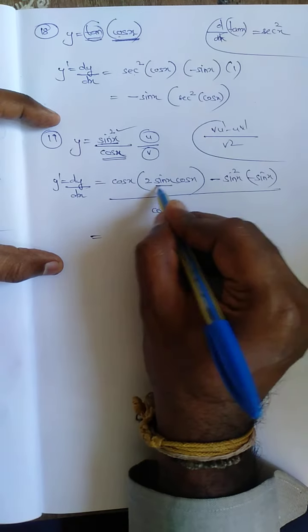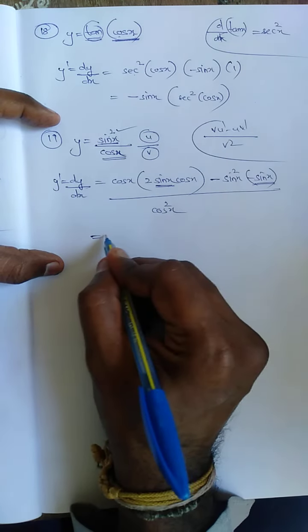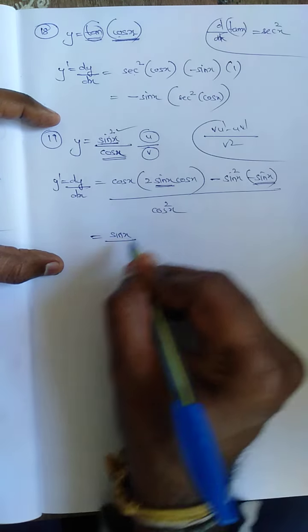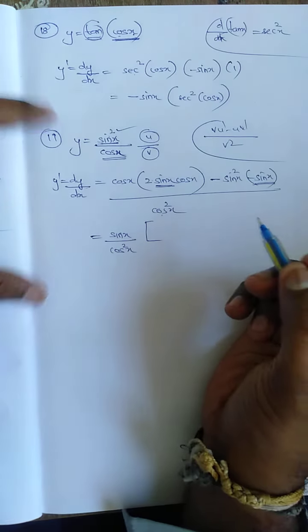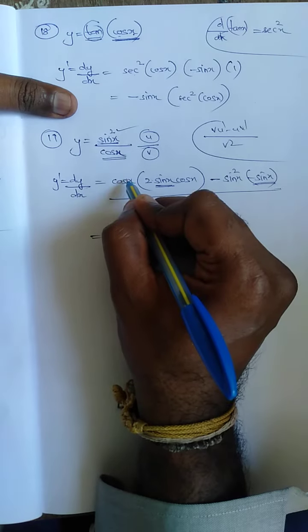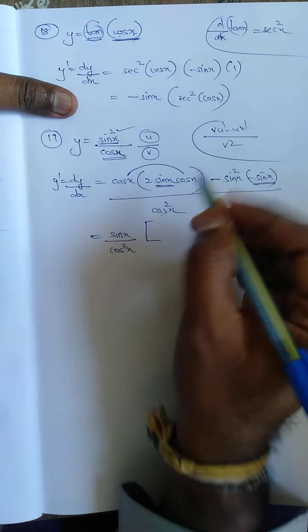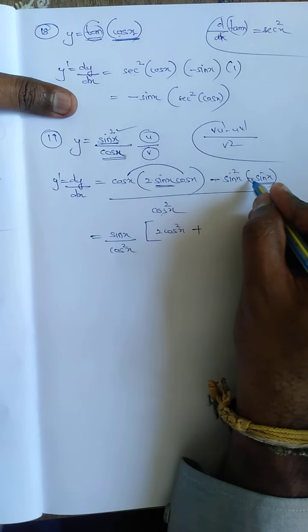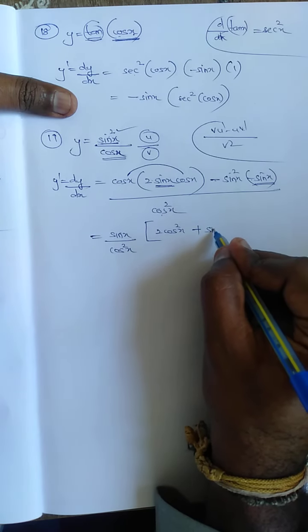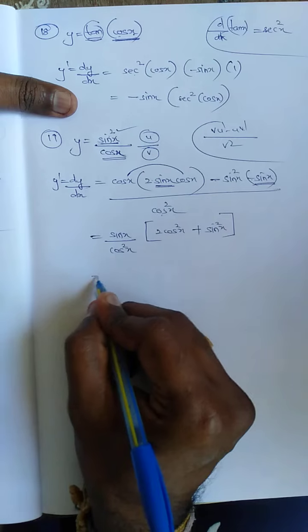So sin x common. Take sin x outside. Divide by cos square x. Leave it as it is. Divide by sin x divided by cos square x. So what is the remaining here? Cos square x into cos square is nothing but 2 cos square x. Minus into minus plus, sin x moved outside, so it becomes sin square x.